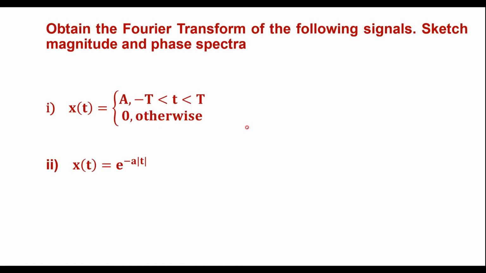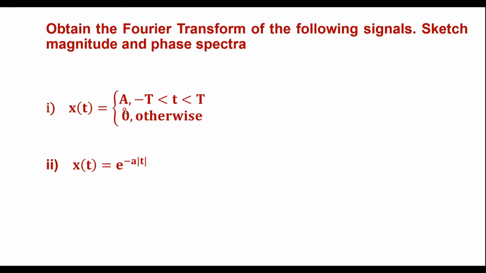In this video, let me consider a numerical on Fourier transform. Obtain the Fourier transform of the following signals: sketch, magnitude and phase spectra. Here the time domain signal x of t is given. We are supposed to find the Fourier transform of these two signals. Let me consider the first signal.